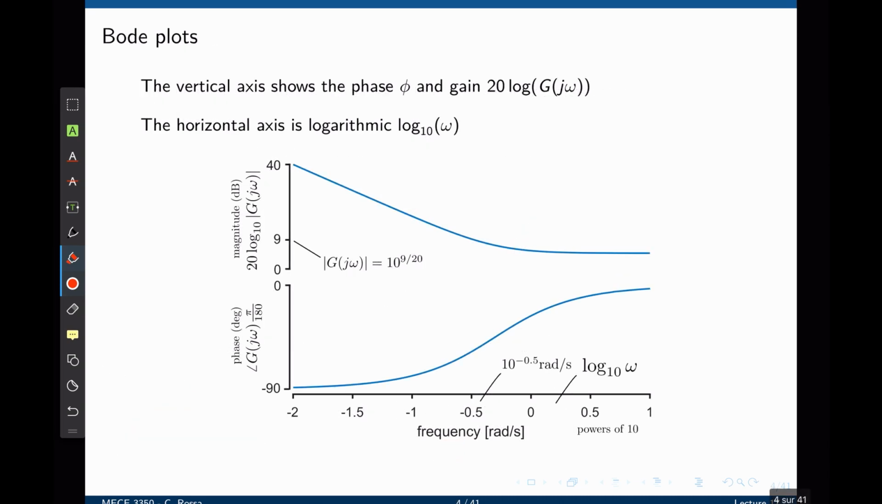The Bode plot is a representation of the frequency response of the system as the frequency changes from close to 0 to infinity. We can now take the magnitude of G(j omega), where omega is now changing.